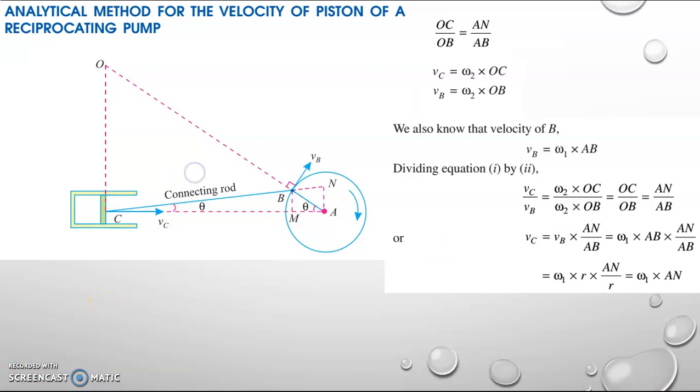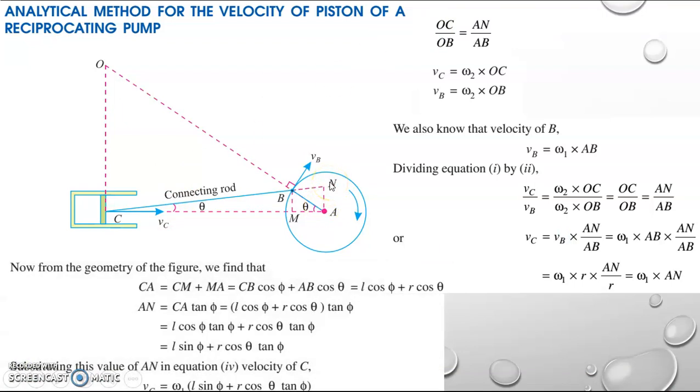Next we have to find out the value of AN. So AN is a part of a triangle, so we have to find the value of AN. For that we will write CA is equal to CM plus MA. You can write CA, this is the total length, as CM plus MA. We need to find out the AN, for that we will be requiring these two. So AN can be written as CA tan phi.